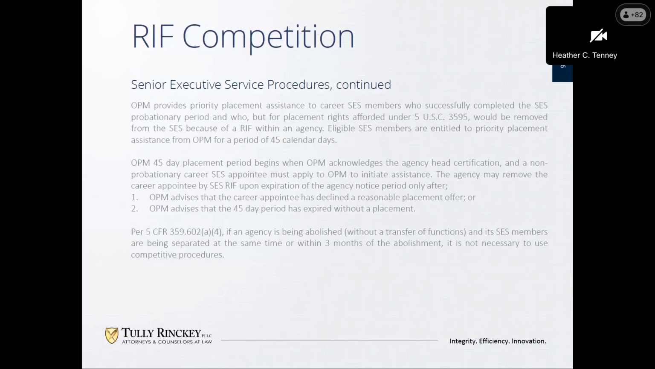The agency may remove the career appointee by SES RIF upon expiration of the agency notice period only after OPM advises that the career appointee has declined a reasonable placement offer, or OPM advises that the 45-day period has expired without placement. Per the CFR, if an agency is being abolished without transfer of functions and its SES members are being separated at the same time or within 3 months of the abolishment, it's not necessary to use the competitive procedures.